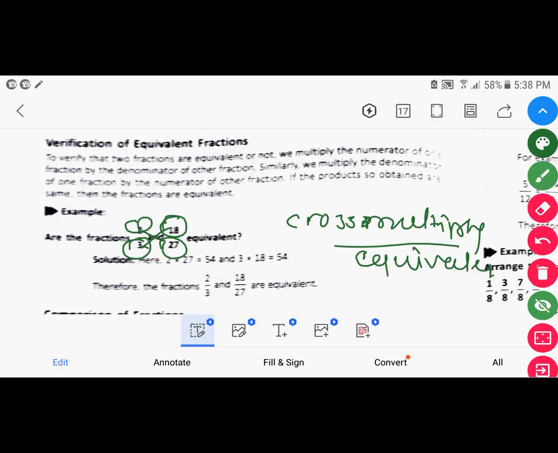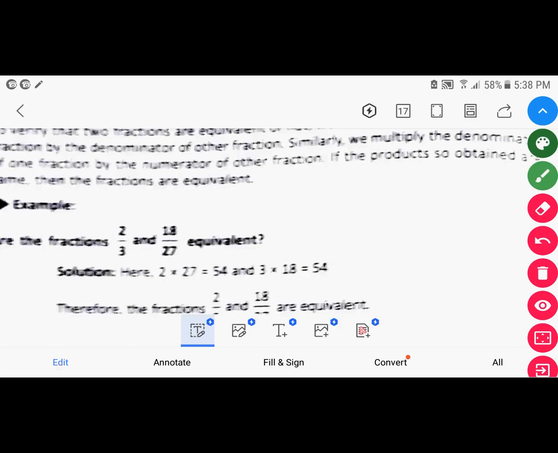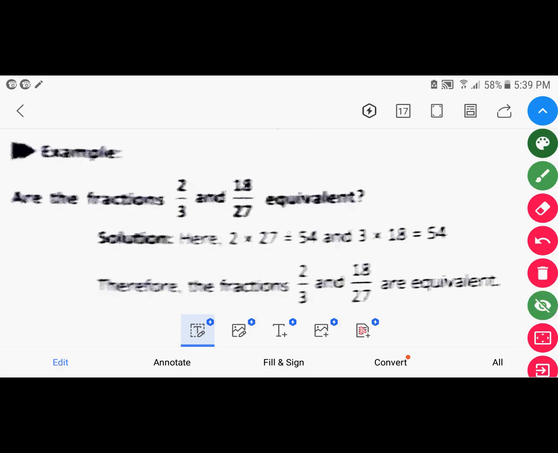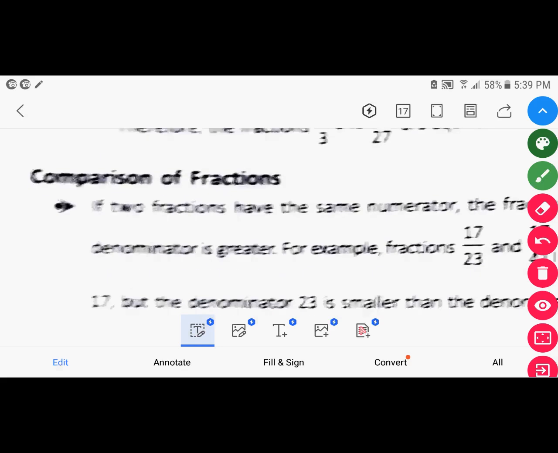For example, you can see here 2 by 3 and 18 by 27 are the two fractions. Now multiply 2 and 27, and 3 and 18. If both the values are same, then the fractions are known as equivalent fractions. And here 27 2s are 54 and 18 3s are 54. Both the values are same. So the fractions are equivalent fractions.